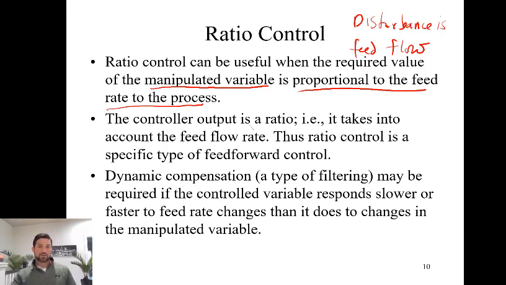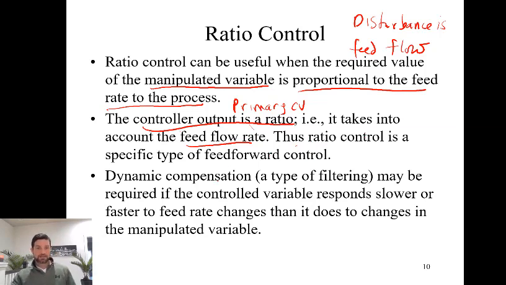A ratio controller works similar to cascade control, in that the controller output of the primary loop, the primary CV control loop, is going to output a ratio. The ratio controller takes the ratio and the measurement of the feed flow rate, and tells the manipulated variable to change accordingly. So a ratio controller is a specific type of feed forward.